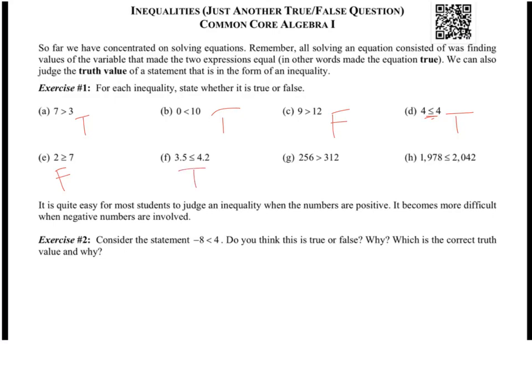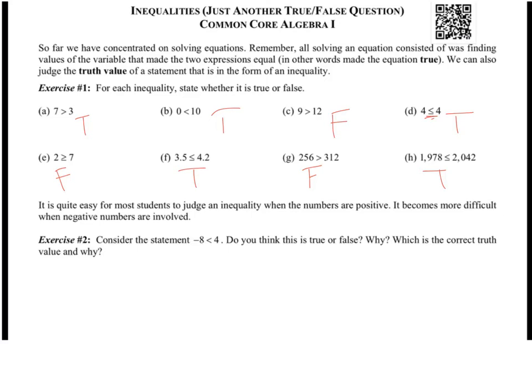True. 256 is more than 312. False. 1,978 is less than or equal to 2,042. True. So it's quite easy for most of you to judge an inequality when the numbers are positive. It becomes more difficult when negative numbers are involved.